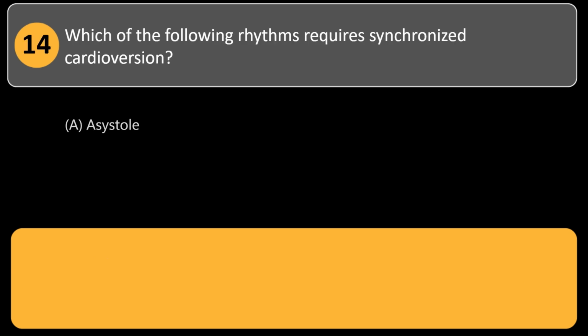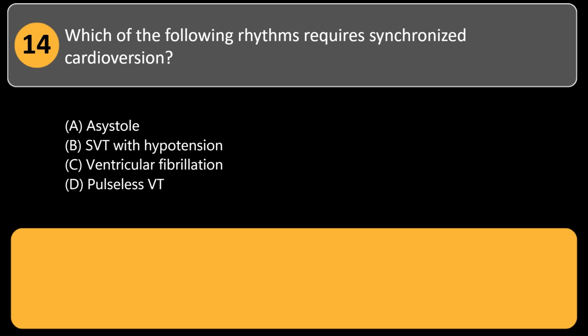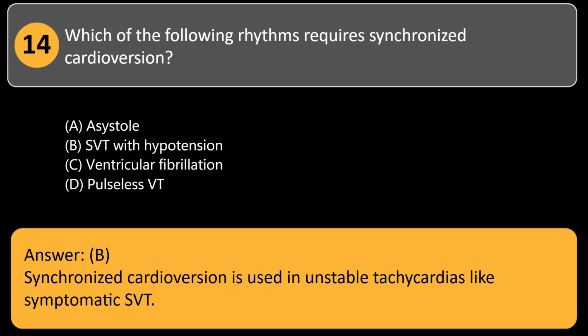Which of the following rhythms requires synchronized cardioversion? A. Asystole. B. SVT with hypotension. C. Ventricular fibrillation. D. Pulseless VT. Answer: B. Synchronized cardioversion is used in unstable tachycardias like symptomatic SVT.